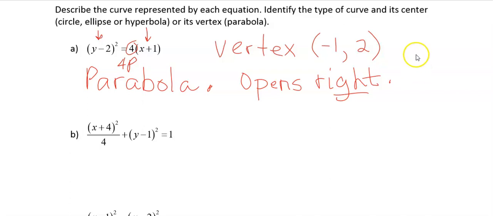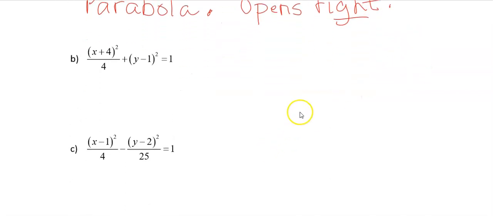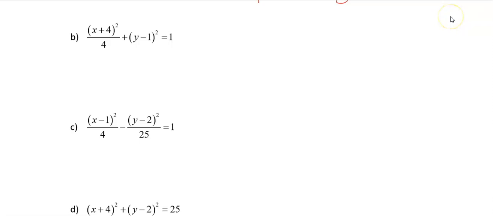Let's do the other ones now. Like I say, we're going to try to tell what they are and find the center or vertex and maybe just a little description of what's actually going on there. So if we look at the second one, look at it very carefully. I can see that the x is squared and the y is squared, so it's not a parabola. I can see that in the center they're added together, so it's not a hyperbola. It's either a circle or an ellipse.